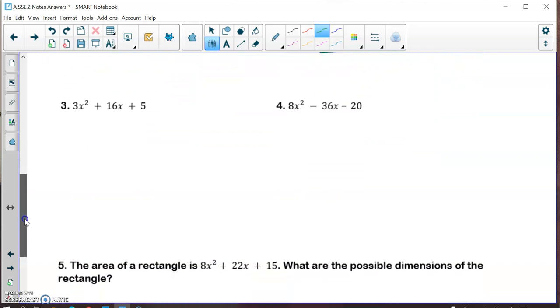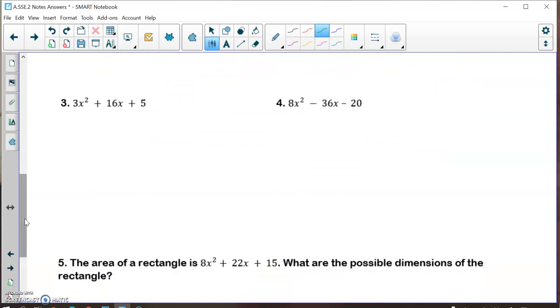Moving on to number 3. There is no GCF. This has 3 terms, and the coefficient of your first term is greater than 1, so we jump into the x method. In the top of your x is your a times your c term, which is a 3x squared times a 5. That's a 15x squared. In the bottom of your x is your b term, which is a positive 16x. So I need 2 numbers that, when multiplied together, equal a 15x squared, but when added together equal a 16x.